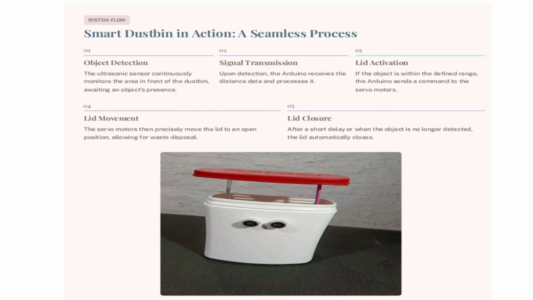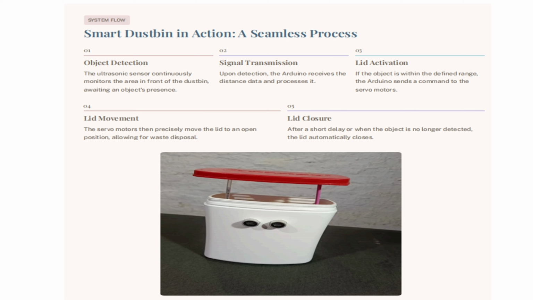Dustbin in action, a seamless process. In this slide, we examine the complete end-to-end operational flow of our project. It follows a logic of sense, think, act cycle, ensuring that the dustbin remains responsive and energy efficient. Here is the step-by-step breakdown of how the system functions in real time.